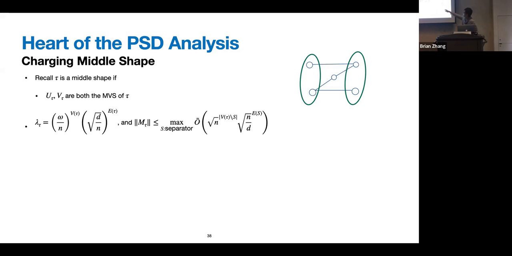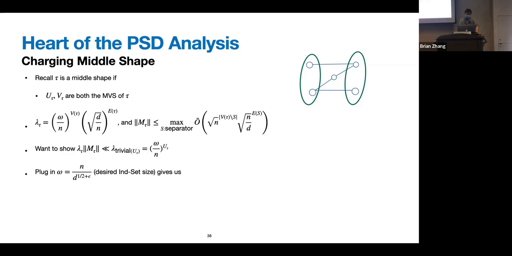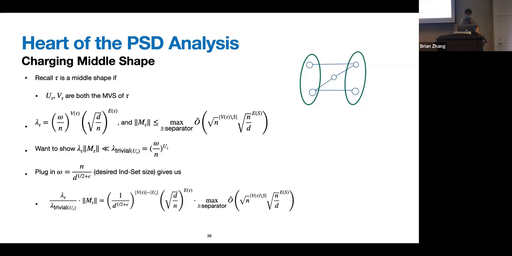And the norm bound, as we said, is going to be this quantity: root n to the vertices outside and root n over d for each edge inside. Let's see how we can show lambda tau M tau to be bounded by the diagonal corresponding to U tau, which appears with coefficient omega over n to the U tau. As a reminder, omega is n over root d, roughly. Let's just normalize things a little bit so that we just need to say this thing is less than 1.